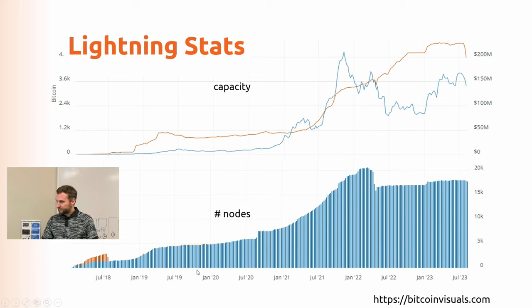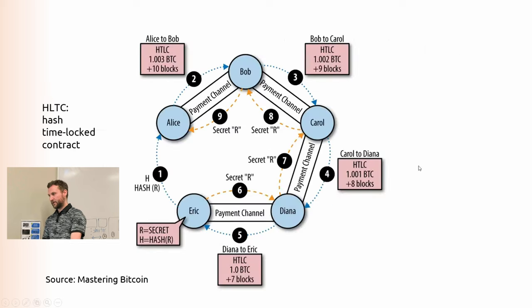How's it looking? Over the last 5 years, we have growth. The last couple of years, it's been a bit flat. Of course, there was a crash a year and a half ago, and a lot of people just stopped experimenting. So it's been flat, but it hasn't disappeared. These are the number of nodes. A node would be like Carol, who has open channels to other people in the network.